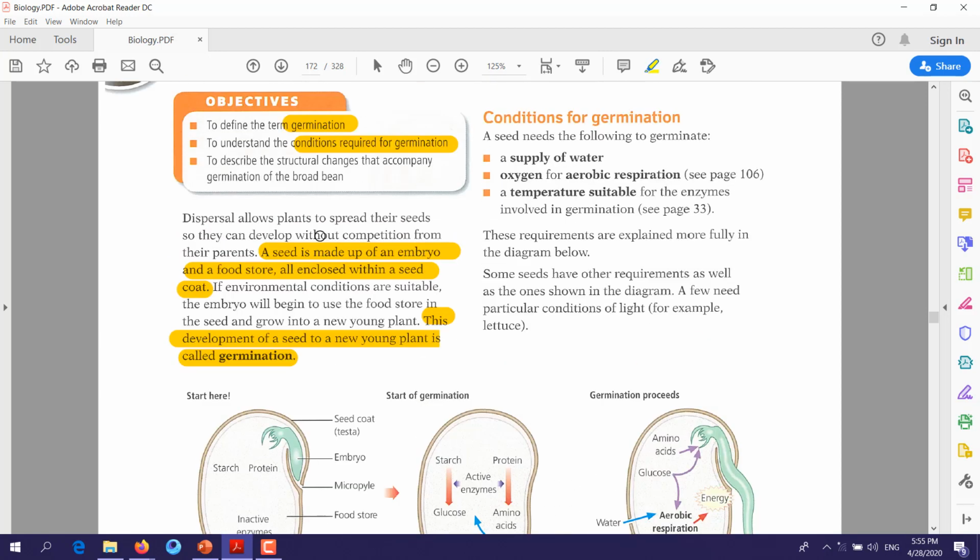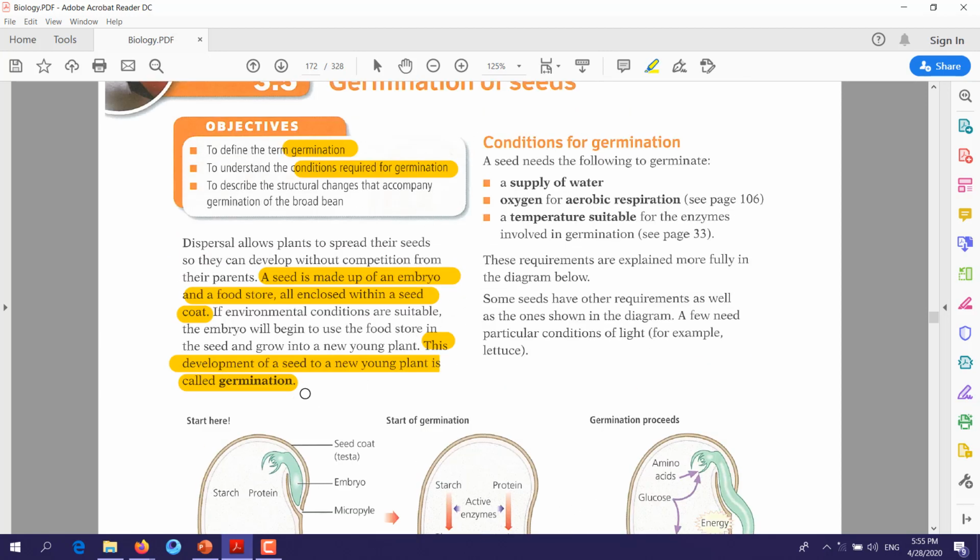Now, for germination to start, it will need some conditions. Let's see what these conditions are. Conditions for germination: a seed needs the following to germinate. Any seed, to germinate and grow, needs these requirements. Number one, a supply of water. As you know, whenever you plant any seed, the first thing that you do is water it. You give it water. So there should be a supply of water.